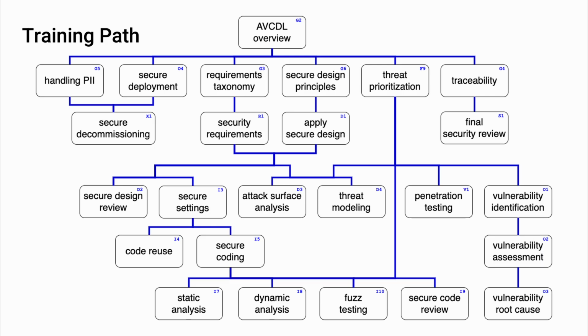This diagram shows the overall AVCDL training path. If you're taking this training, it's assumed that you've already completed the AVCDL overview training, and additionally, that you've completed the Requirements Taxonomy, Security Requirements, Secure Design Principles, Apply Secure Design, Threat Prioritization, Secure Settings, Secure Coding, and Static Analysis Overview trainings. This training will cover Static Analysis Settings Establishment.